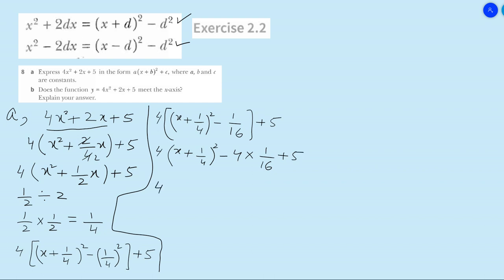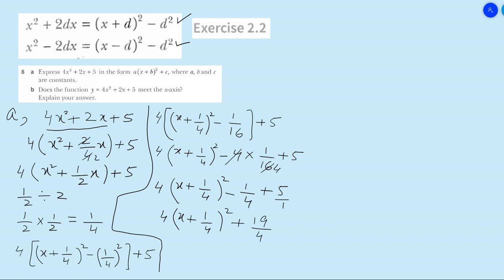So 4 into x plus 1 upon 4 whole square minus 4 ones are 4, 4 fours are 16. So it will be minus 1 upon 4 plus 5. Now 4 into x plus 1 upon 4 whole square. Simplify this minus 1 upon 4 plus 5. The denominator of this 5 is nothing, it means it's 1. Now taking LCM 4 and then solve. So I am solving this directly. 4 fives are 20. 20 minus 1 is plus 19 upon 4.